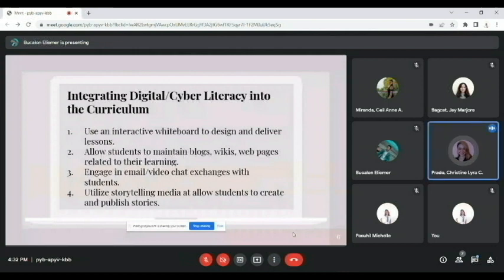Now let us proceed to integrating digital cyber literacy into the curriculum. The following are suggested activities to integrate digital literacy, higher order thinking, and construction of meaning in the classroom. First, use an interactive whiteboard to design and deliver lessons. Use Promethean and Smart with teacher-created lessons if you are not yet capable of designing your own.